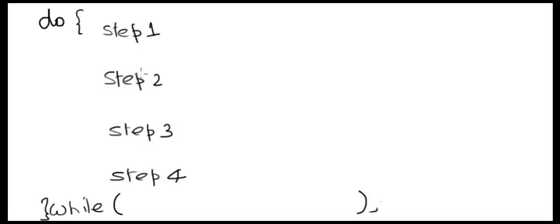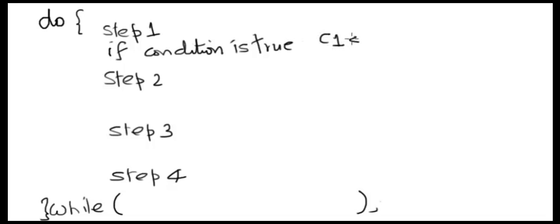Suppose that between steps 1 and 2, we check a condition which, if true, causes us to exit the loop. Then we set a variable C1 to true. So we write here, if condition is true, C1 is set to true. Else, we put the rest of the steps in the else part.